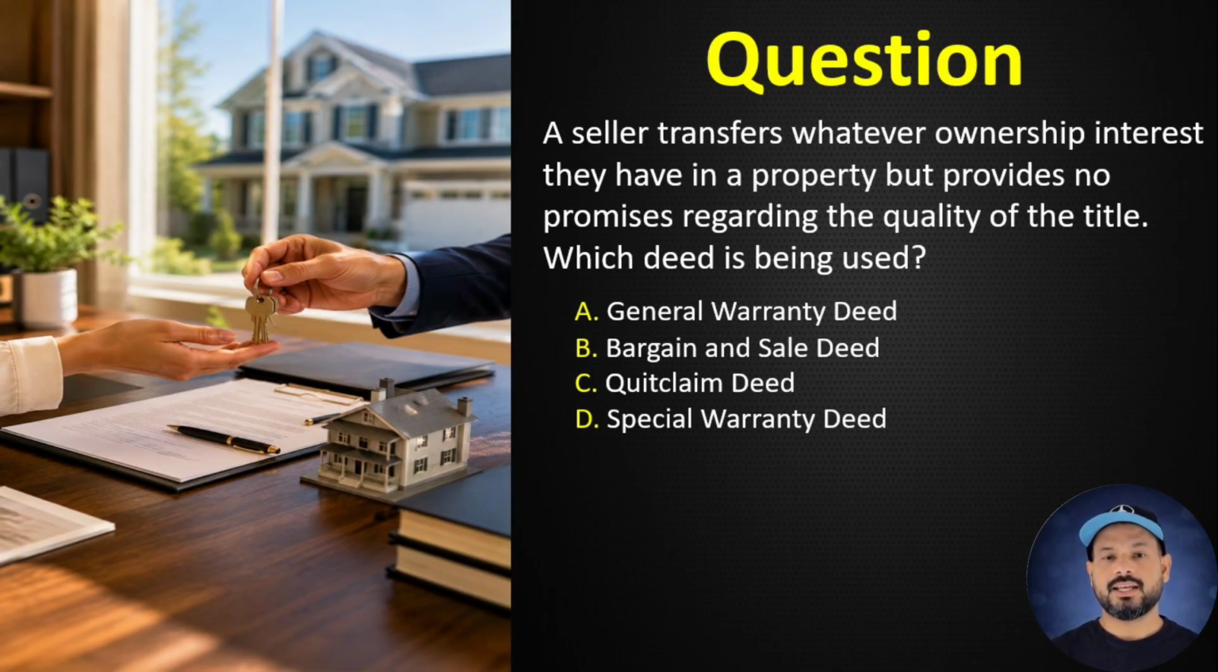Question number 19. A seller transfers whatever ownership interest they have in a property, but provides no promises regarding the quality of the title. Which deed is being used? A. General warranty deed, B. Bargain and sale deed, C. Special warranty deed, D. Quitclaim deed. Correct answer, D. Quitclaim deed. A quitclaim deed transfers ownership interest without any title warranties.